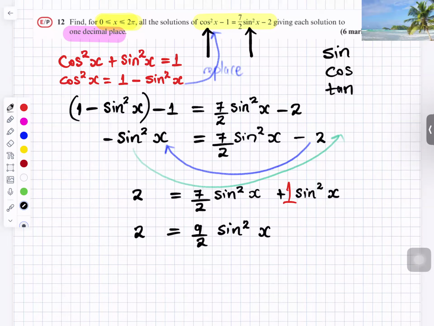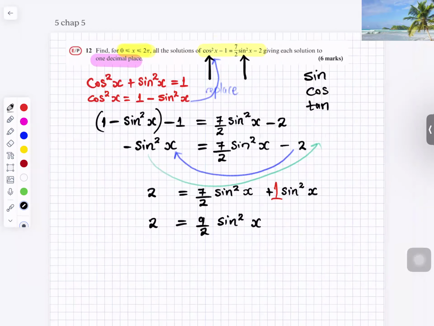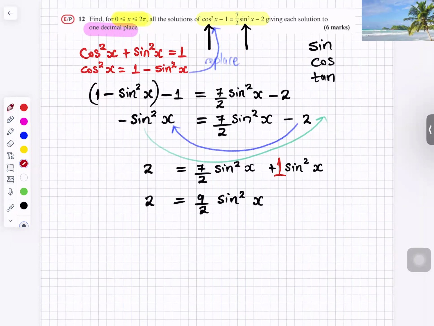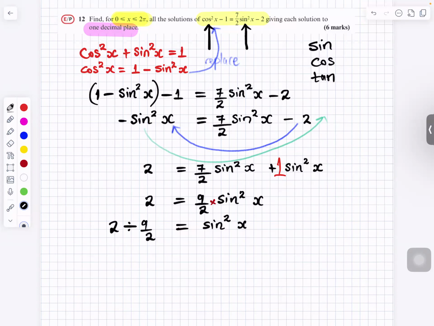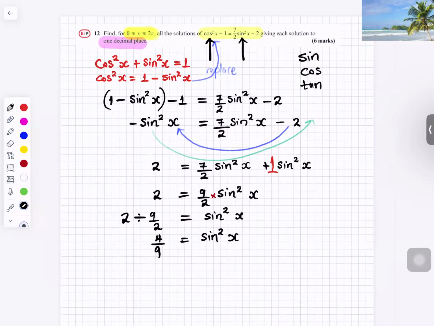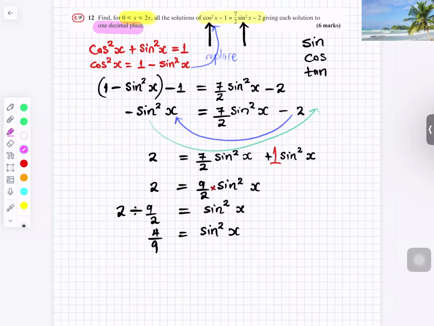Now, we can solve this. It's 9/2 times sin²x. What's the opposite of times 9/2? Divide. So 2 divided by 9/2 is equal to sin²x. Divide that for me. 2 divided by 9/2, what would that be? It would be 4/9. So 4/9 equals sin²x. Now, we want to find the opposite. What's the opposite of squared?